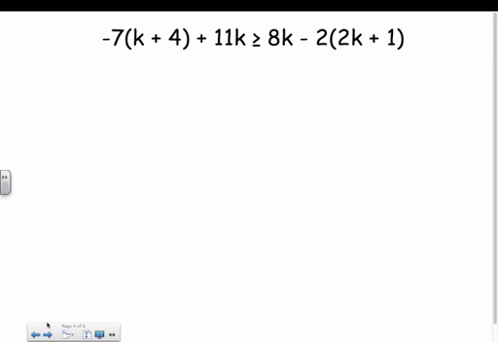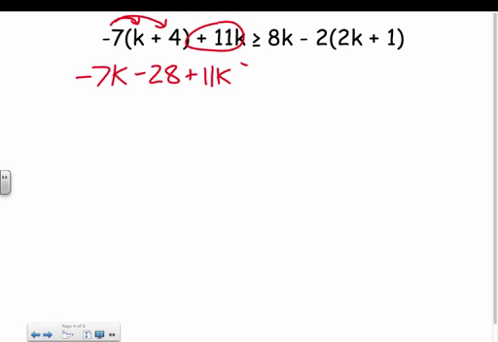So I'm looking at the left side first. I'm going to deal with my distributing right away, because that's multiplying. So I go negative 7 times k, negative 7k, negative 7 times 4, negative 28. And let's go ahead and bring down our plus 11k. There we go. Bring down my inequality. Looking at the right side. Can't do anything with this 8k right now, so I just bring it down.